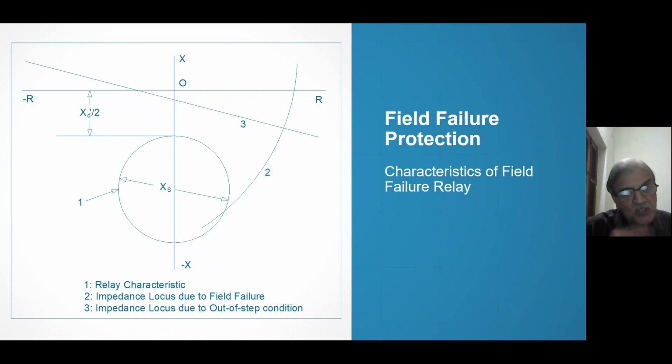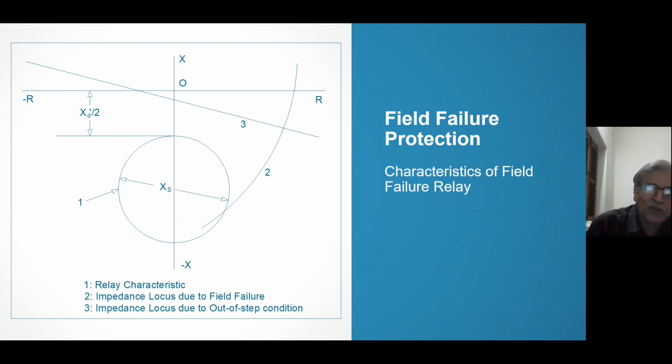Secondly, because the machine is speeding up, there will be a slip generated in the rotor, and slip frequency current will be generated in the rotor iron, and rotor iron will be overheated. It will endanger the rotor winding insulation, and finally the rotor winding will be damaged. So field failure is a complex phenomenon. Both the reasons, rotor heating and stator heating, are a function of time. You have to wait for 4 to 5 seconds.